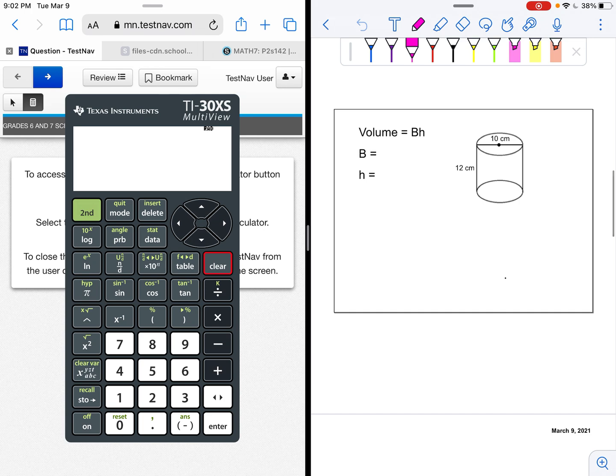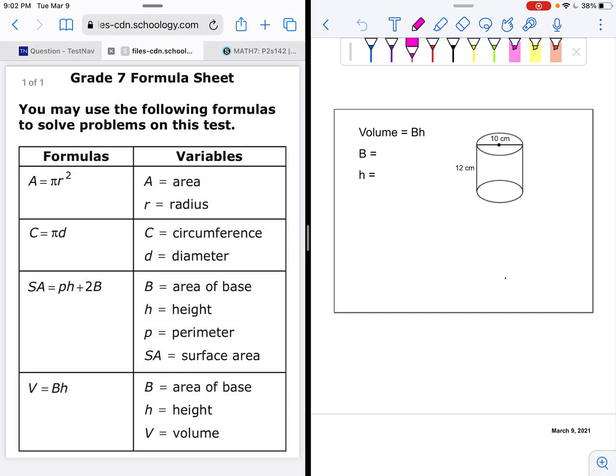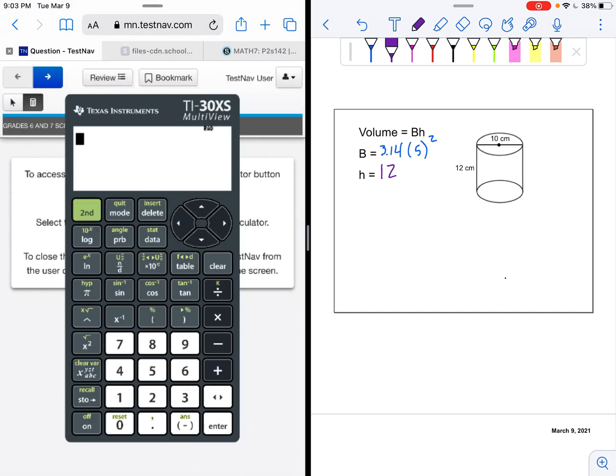Here's our first one. So volume is equal to area of the base times height. Come over to your area formula. Remember that base is a circle. So the area of this base is going to be 3.14 times 5 squared, because 10 is diameter, which means 5 would be radius, and then your height is just 12. So here we come over to our calculator.